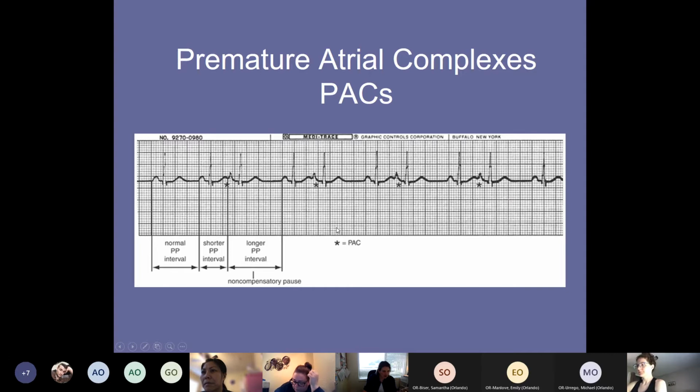Is this a normal sinus rhythm? Okay, is it a normal sinus rhythm with PACs? No. Got it. There's only one rhythm that's normal, right? And it has to be perfect. So this is sinus rhythm with PACs. Does everyone have this one? Okay. Speak up if you don't.